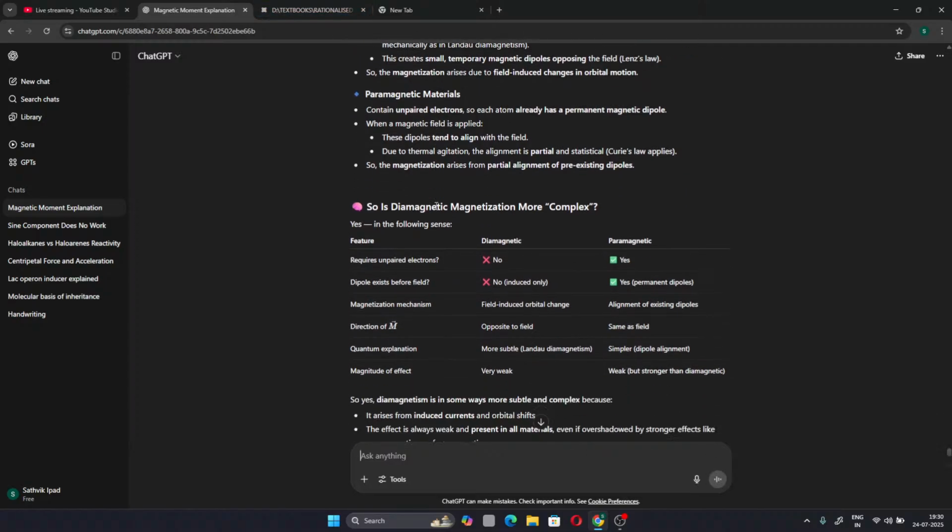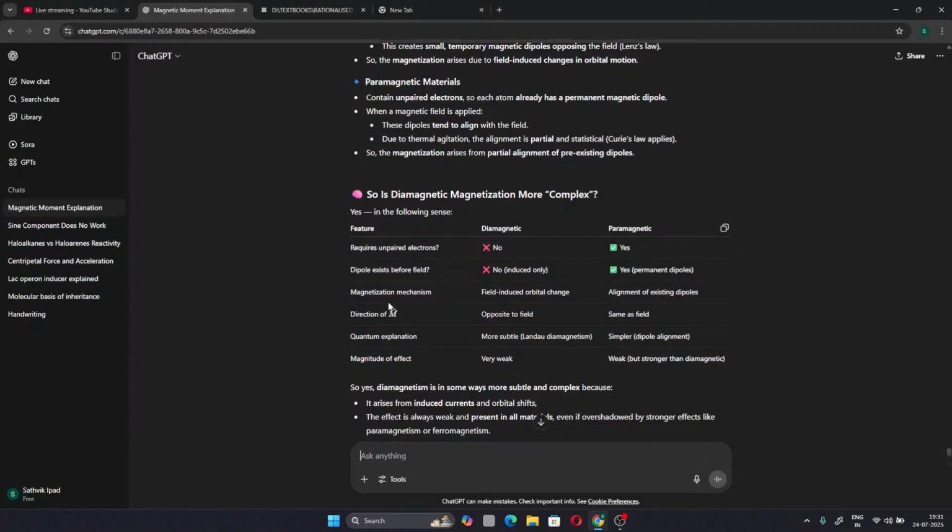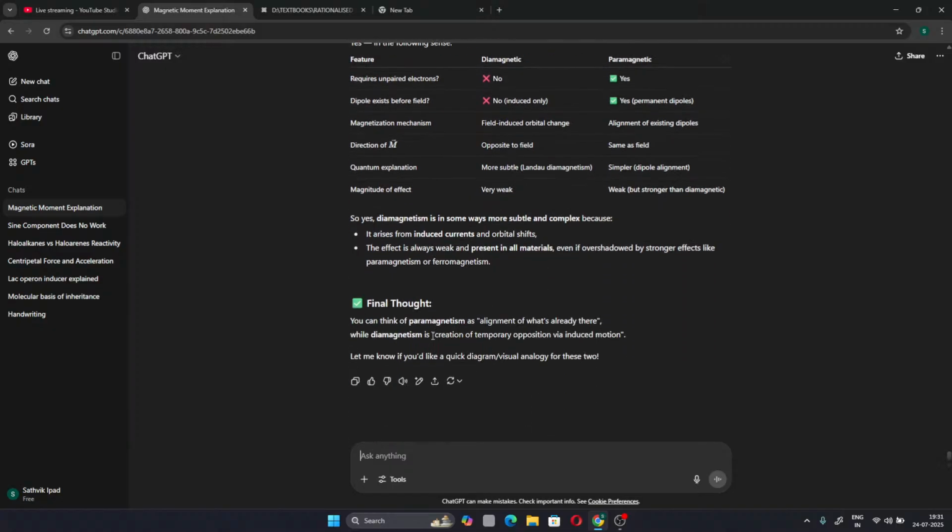Requirements: unpaired electron, no. Dipole exists before field, no. Induced only, yes. Permanent, no. As we are disturbing the field, maybe that is we are disturbing the normal net cancellation. Maybe that is the reason it is opposite to the field. The direction of the magnetic moment is the same as the field. Quantum explanation.